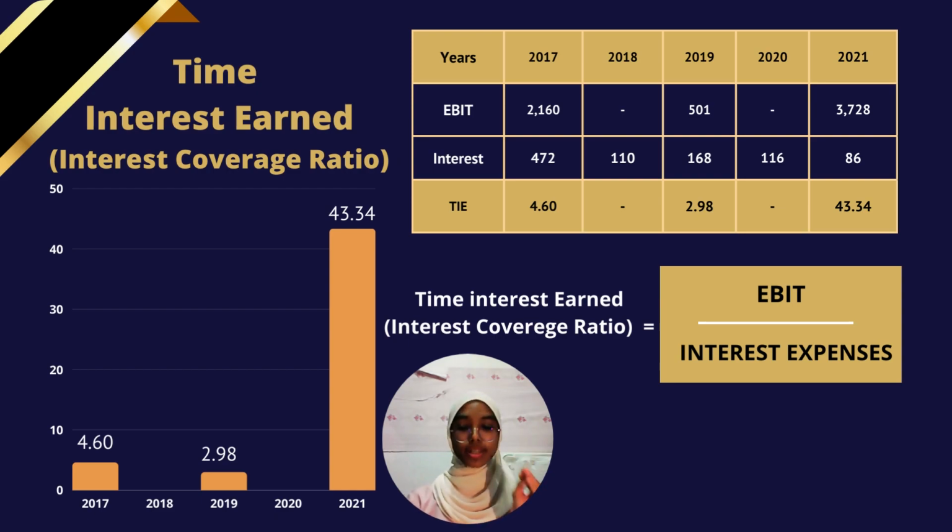The time interest earned ratio measures a company's ability to continue to service its debt. It is an indicator to tell if a company is running into financial trouble. In 2021, they marked a high ratio, which means that a company is able to meet its interest obligation because earnings are significantly greater than annual interest obligation.